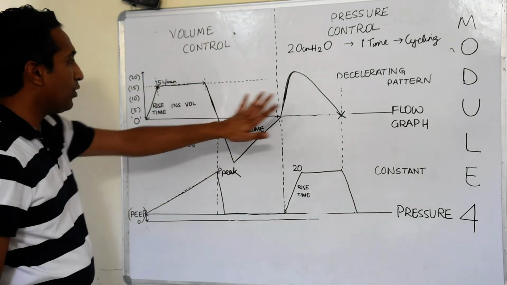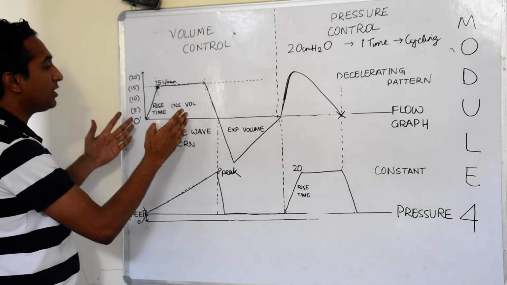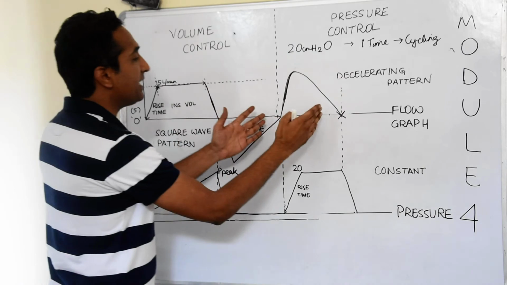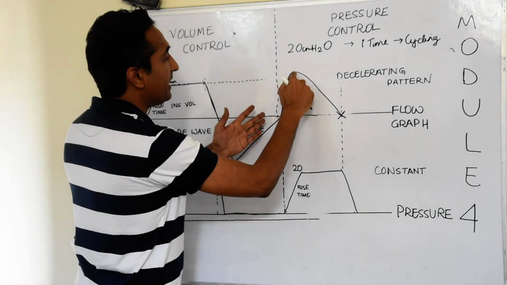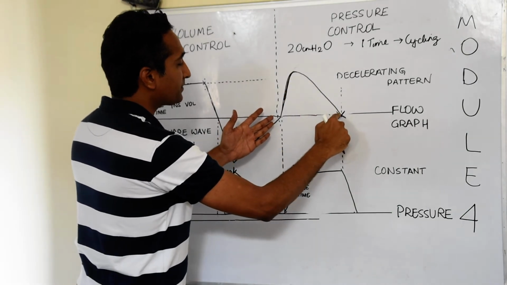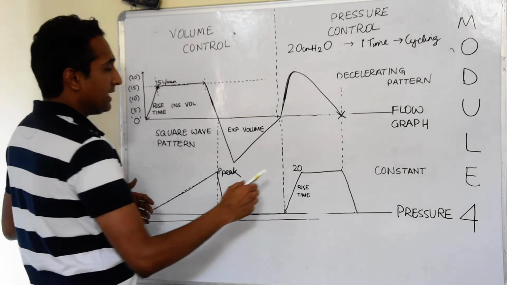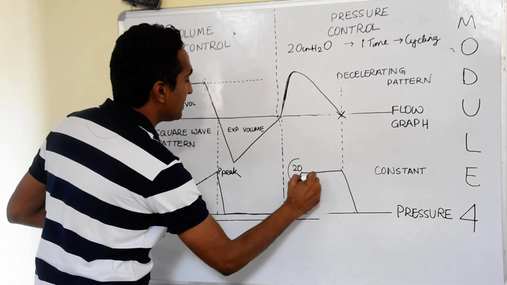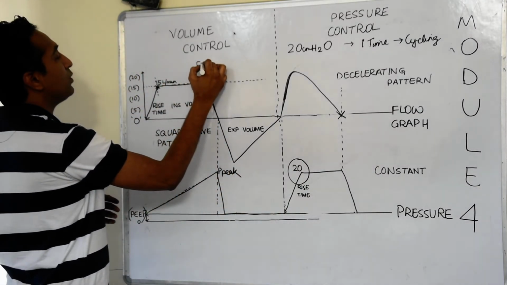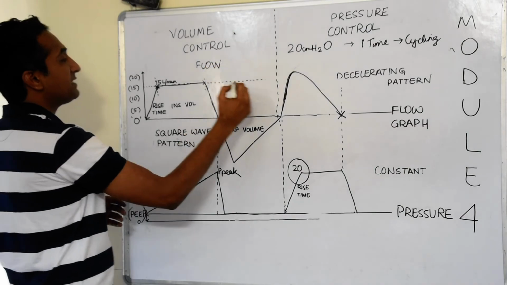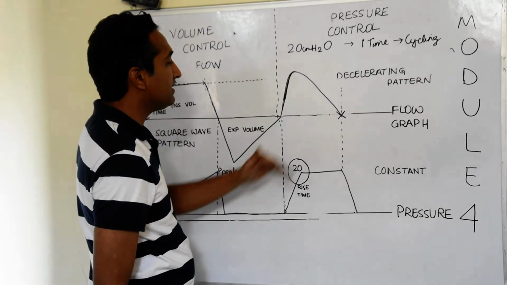If we contrast the flow pattern, here we had a constant flow because we wanted an assured volume of delivery, but here we have what is known as a decelerating pattern of flow, that the initial flow is very high and then it falls back to the cycling point where it goes into expiration. The constant thing here remains the pressure, whereas the constant thing which remains in the volume control mode is the flow, whereas the flow pattern in a pressure control mode is a decelerating pattern.